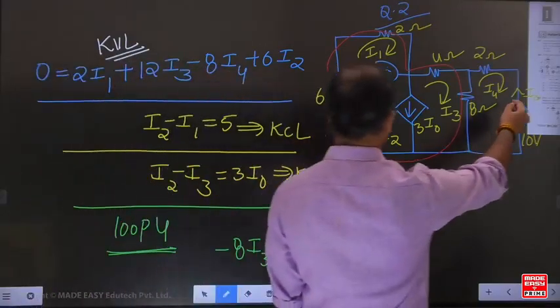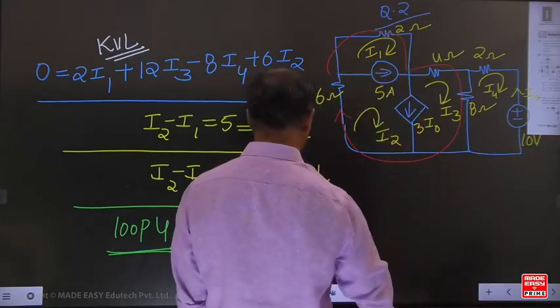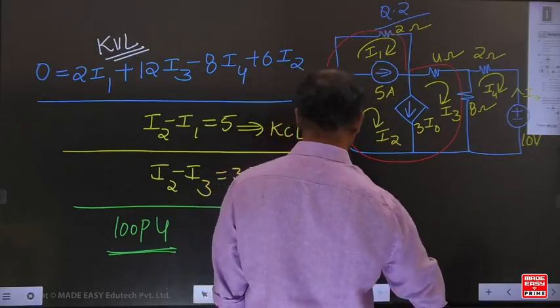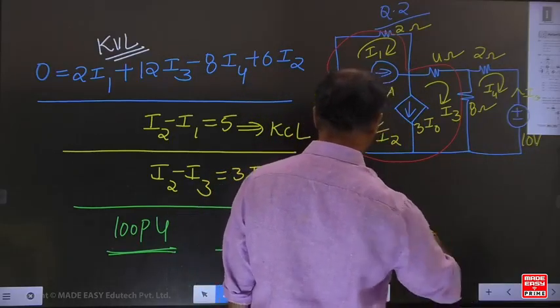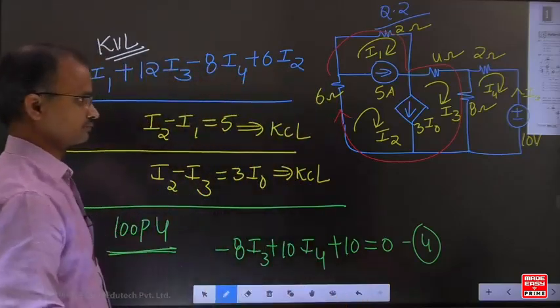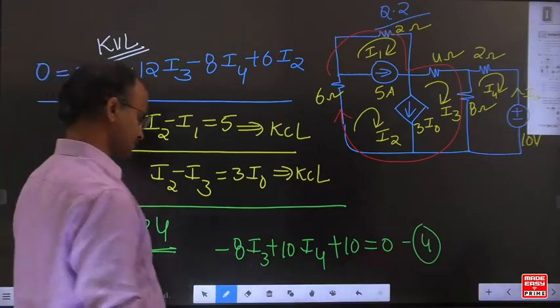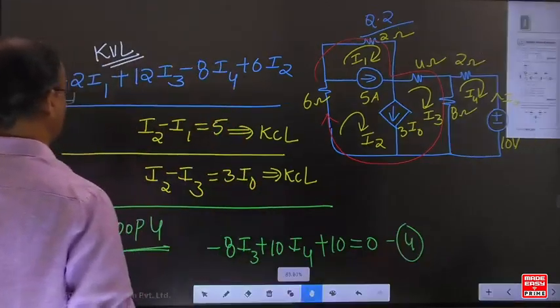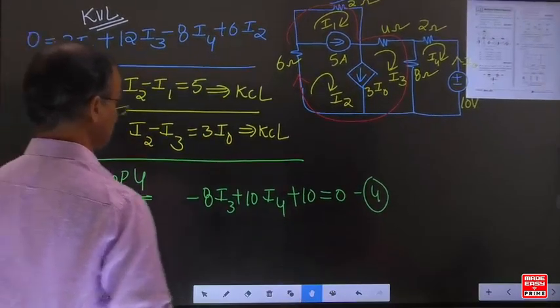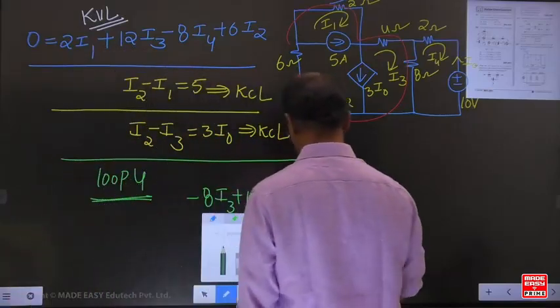And higher potential to lower potential is a voltage drop. This entire equation is equated to 0. Then how many equations did we get in total for this example? 4 equations.